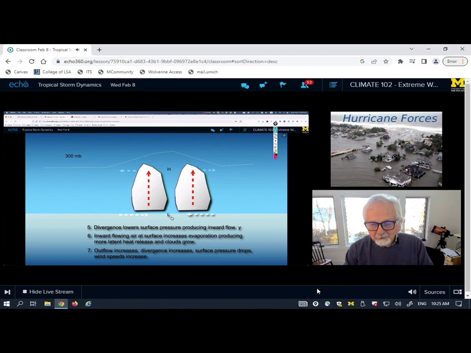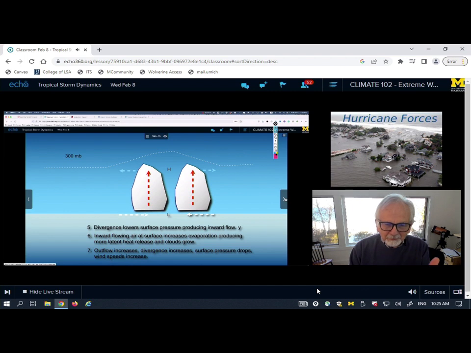And this thing, there's no stopping it now. Air flows in, you get more water vapor, more condensation, more warming, more outflow at the top of the clouds, more low pressure at the surface. This is the basic mechanism through which clouds work together to create a tropical storm.